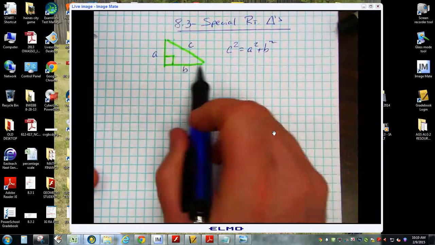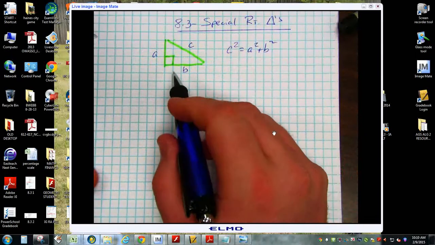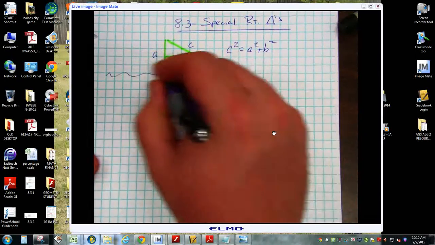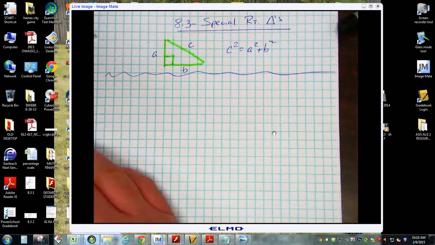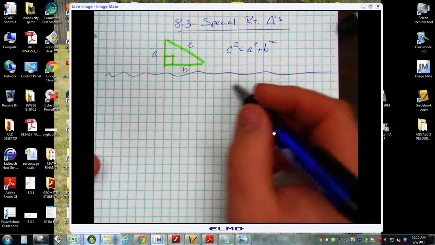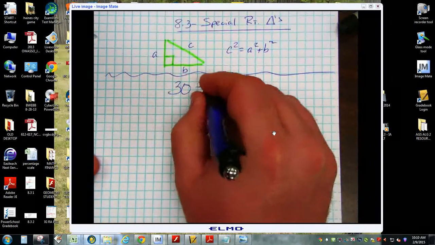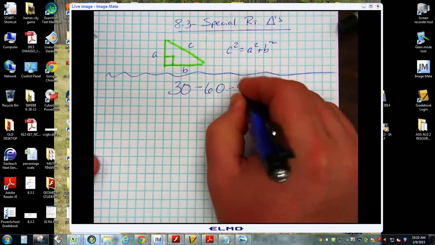Now, how many sides do you need to know something about to find the third? Two. The reason we have special right triangles is that in special right triangles, you only need to know one side and you can find the other two. But that's only in special right triangles. The first special one I'm going to talk about is a 30, 60, 90 triangle.